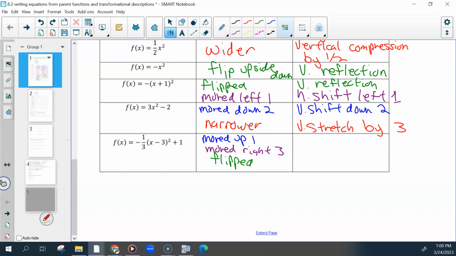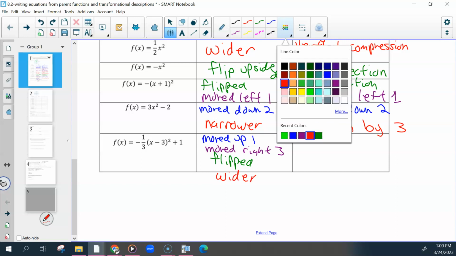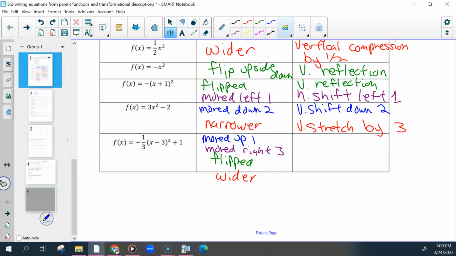We are missing one thing. Yes, the negative tells us it flipped, the 1/3 tells us it got wider, the -3 tells us it moved to the right, and the +1 it moved up 1. So then how would we write those rules?